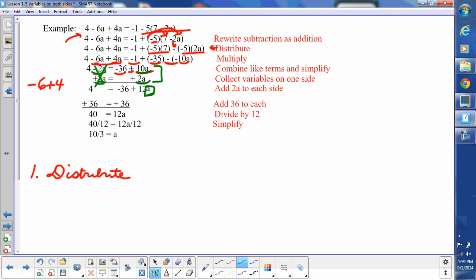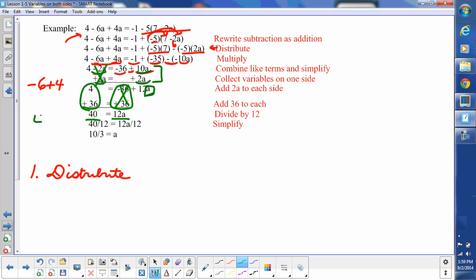To solve this two-step equation, we first add 36 to each side because we have a negative 36, so we want to add the opposite, which is a positive 36. On the left-hand side, we have 4 plus 36, which is 40. Negative 36 plus 36 goes away, and we still have a 12a. To finish this problem, we divide both sides by 12.